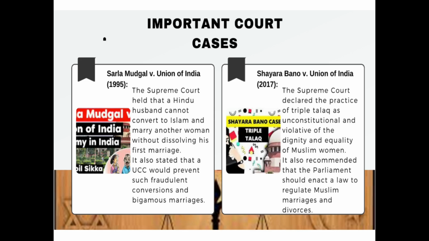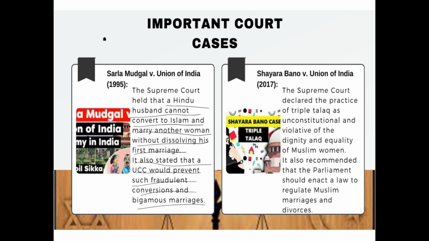There are many other cases like the Sarla Mudgal case versus Union of India, in which the Supreme Court held that a Hindu husband cannot convert to Islam and marry another woman without dissolving the first marriage. Now we know that under Muslim law, polygamy is allowed, whereas it is not allowed for a Hindu man. So there were many cases in which a Hindu person used to convert to Islam in order to marry another woman. So the Supreme Court said that this cannot be practiced. During this judgment, it also stated that a uniform civil code would prevent such fraudulent conversions and bigamous marriages.